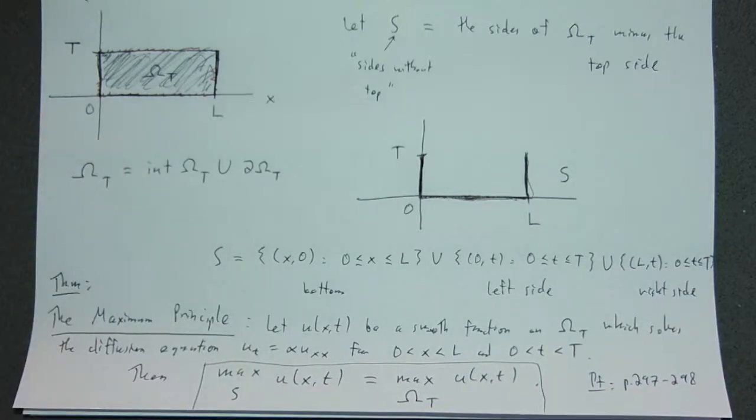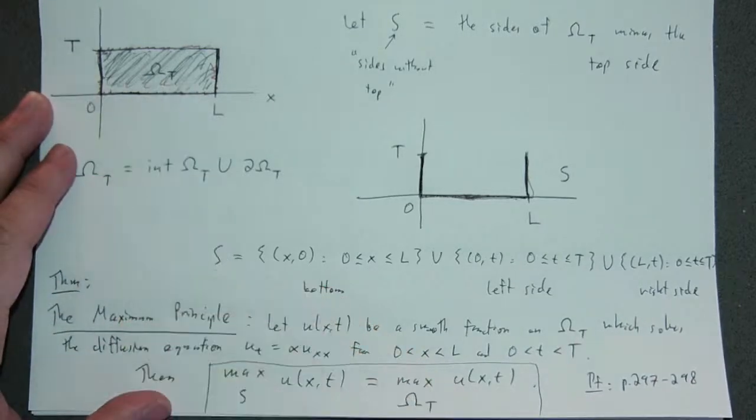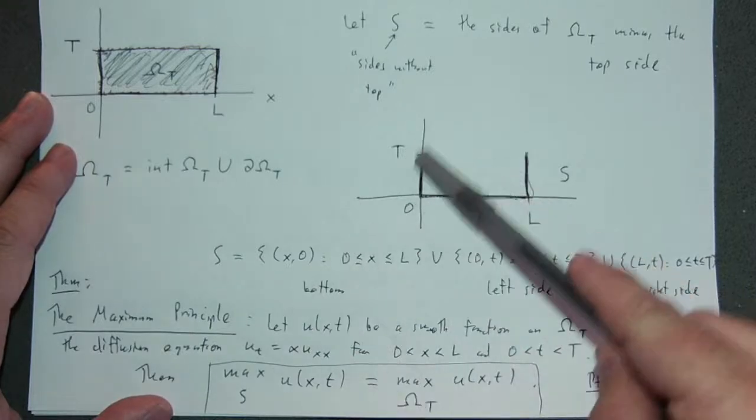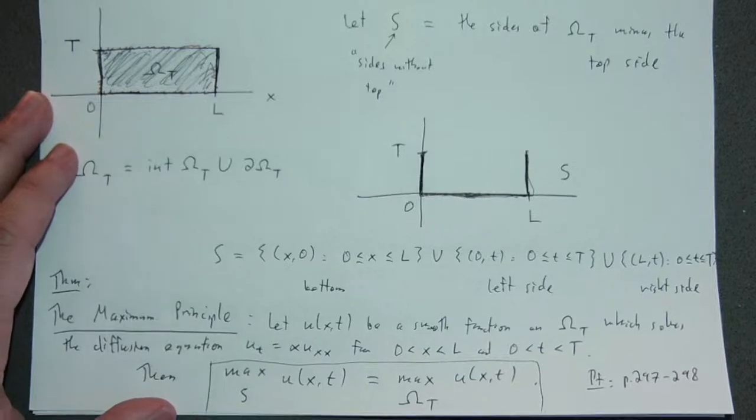So again, what does this say? So this says that the maximum value of u over this finite domain, omega t, must occur either at the initial time at t equals 0 or at the boundary points, x equals 0 or x equals L. So that's where the maximum has to happen.